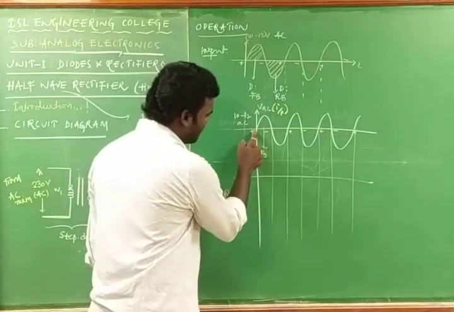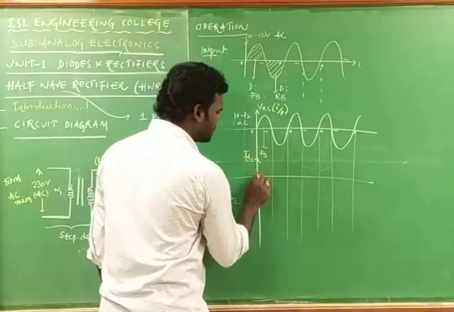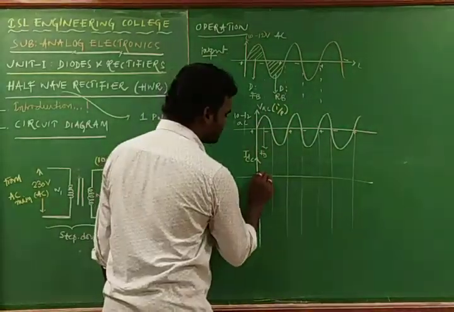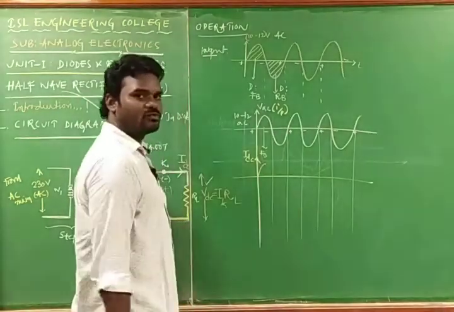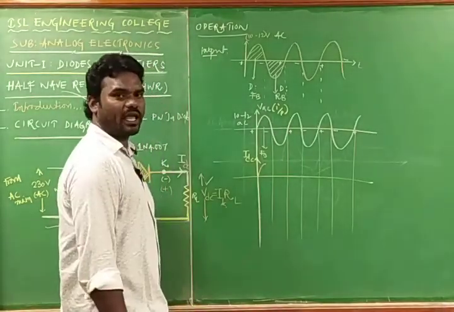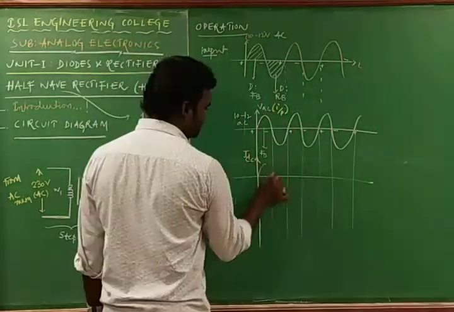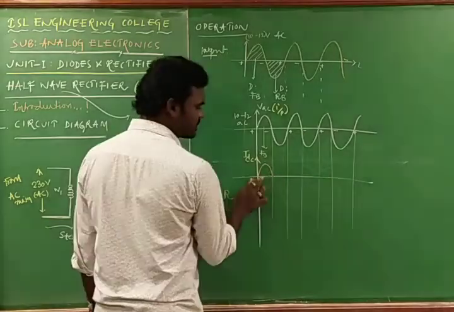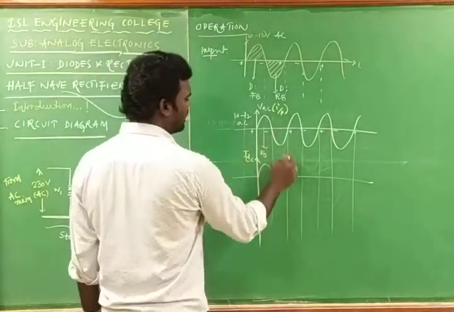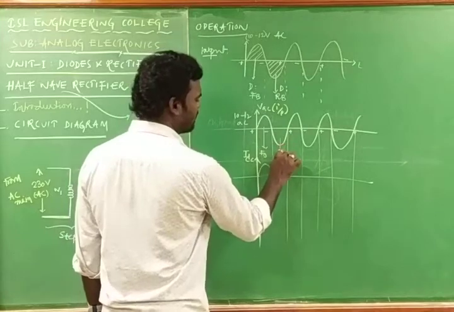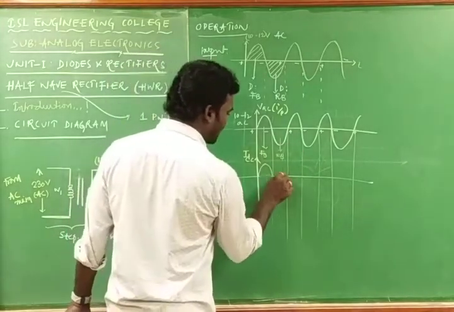That means as the input voltage increases, current also increases. At the maximum voltage, the current is also maximum. From Ohm's law, V is directly proportional to I. As V increases, I increases. As the voltage decreases, the current also decreases. And coming to here, during this part the diode gets into reverse bias. During reverse bias, there is no current.